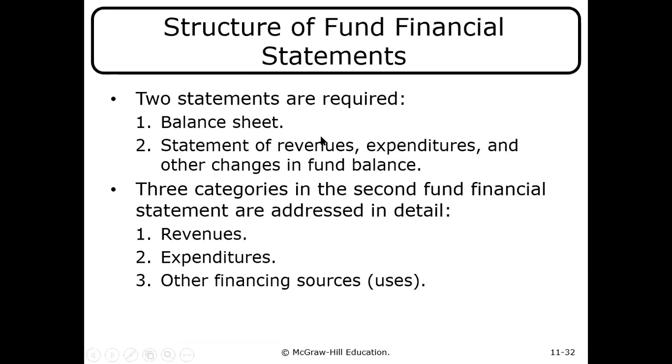Now we're going to take a look at fund financial statements. This is the stuff I learned back in the day. So some of this is, well, it's newer because I didn't learn it in college, but I've been out of college a long time too. But two statements are required for this: the balance sheet, the statement of revenue, expenditures, and other changes. Now this is a lot different than what we just looked at. We will be looking at three categories in the second fund financial statement: the revenues, expenditures, and what we call other financing sources and uses.